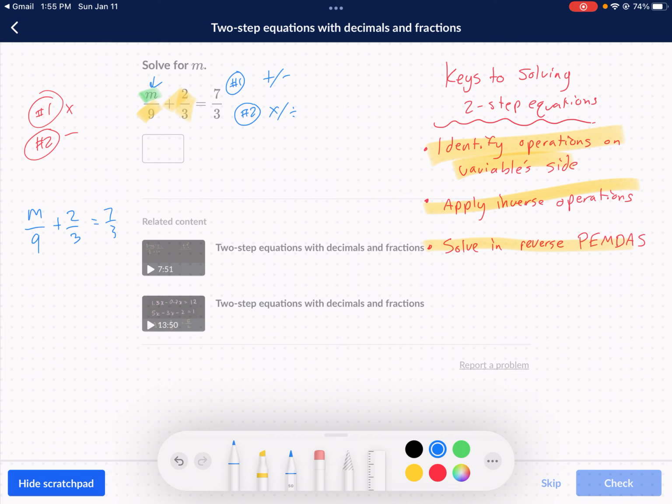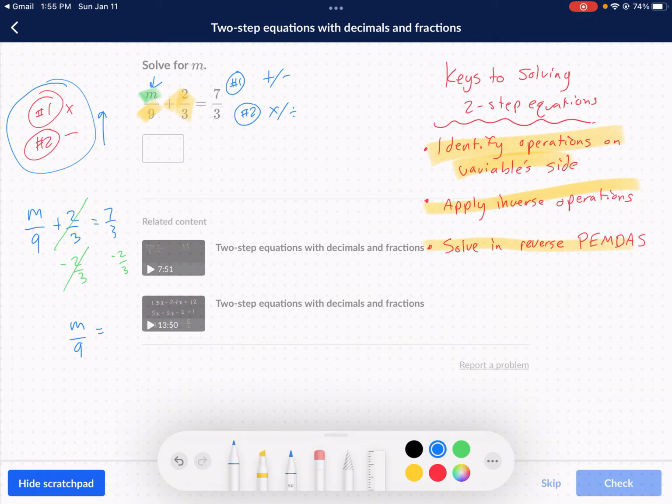My first step: I already identified my two operations, but again, I'm going in reverse order, so I'm going to start with my subtraction. I'm going to subtract 2/3 from both sides. If we have 2/3 and then we subtract 2/3, it cancels out. That's the whole point of inverse operations: they cancel each other out, and we're just left with m over 9 on the left side.